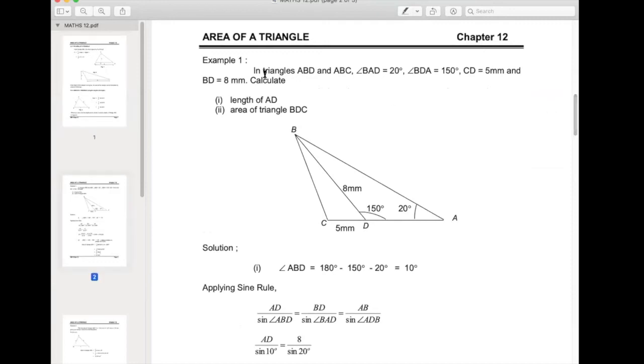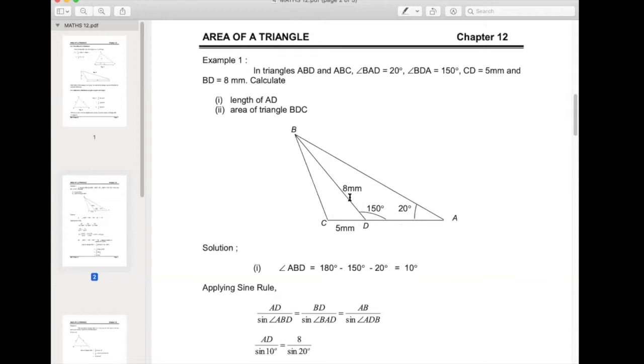So example 1, in triangles ABD and ABC, the angles that are given to us are 20 degrees, 150 degrees, and 8 mm. So the first step, sometimes when the diagram is not given to us, what we want to do really is to draw out the diagram, right? So the question is, how do you draw a diagram? You look at the angles. So angle D is 150, right? More than 90. So we stretch it out, and this is less than 45. So the smallest angle will be here.